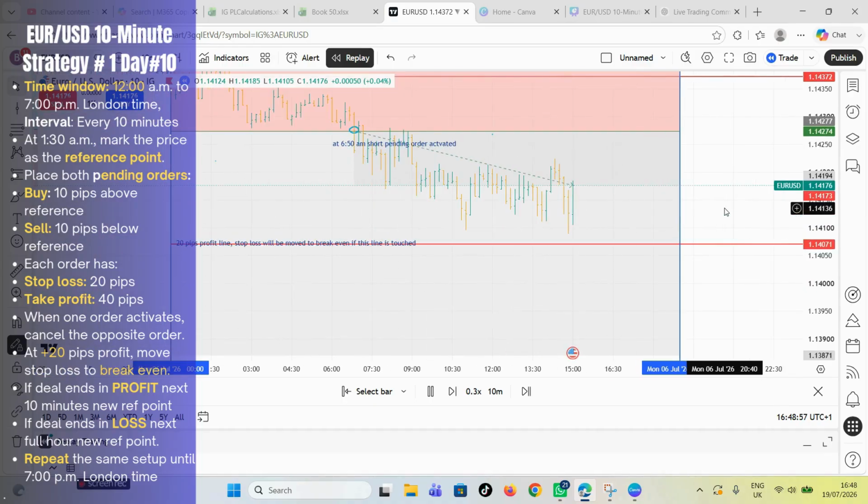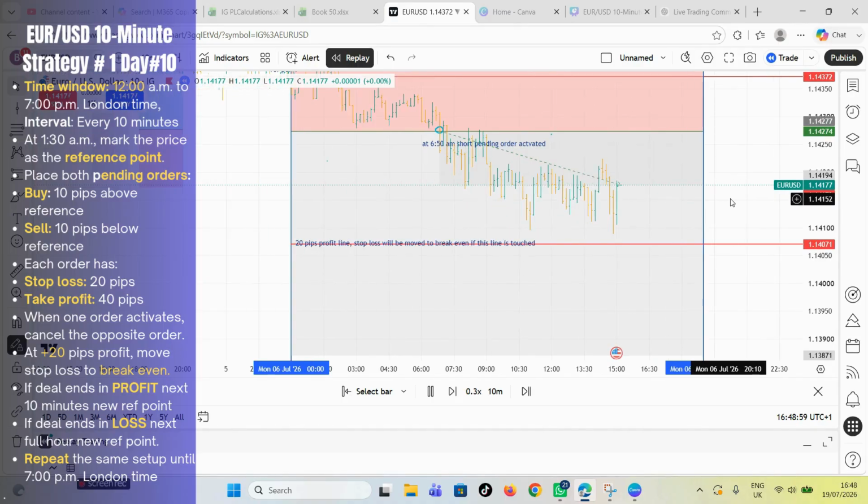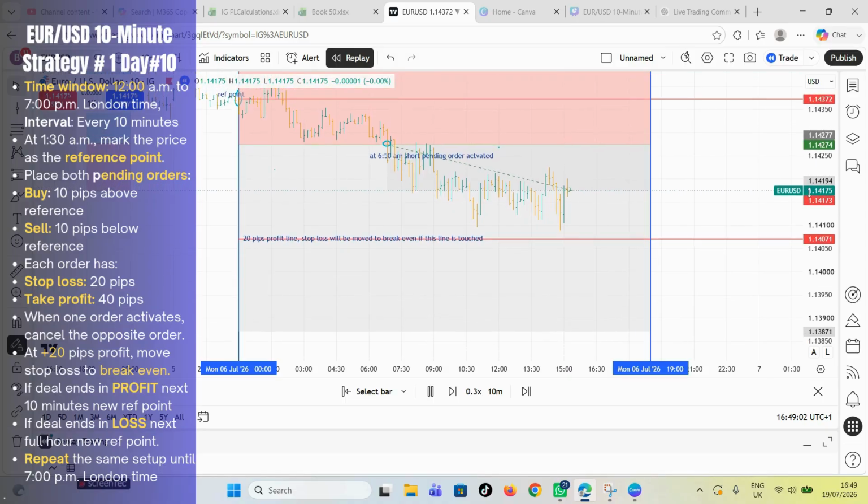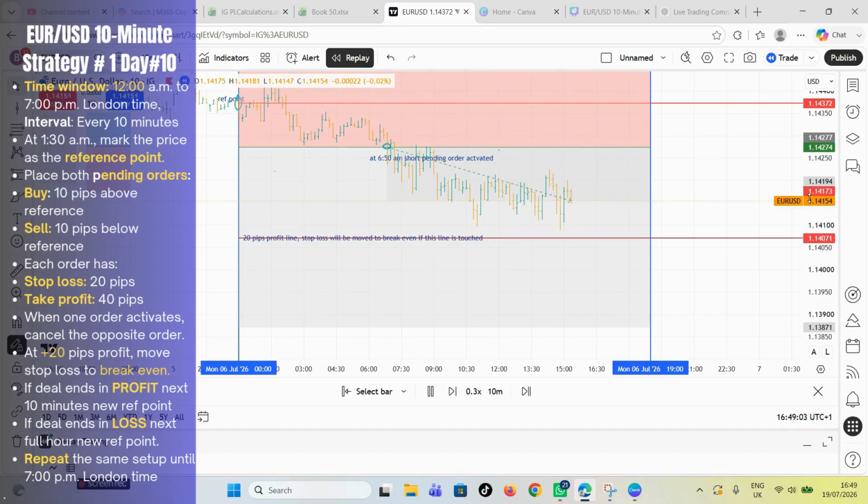But strategy number 1 requires consistency. We do not change the rules simply because the market is making us uncomfortable. The stop loss remains in its original location. The take profit target remains active, and we continue observing the position without emotional interference.